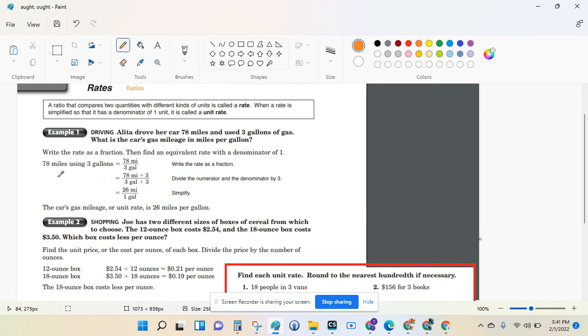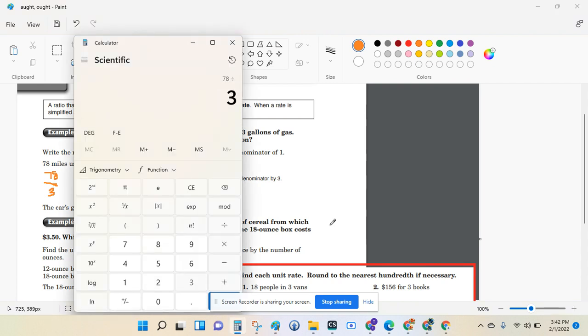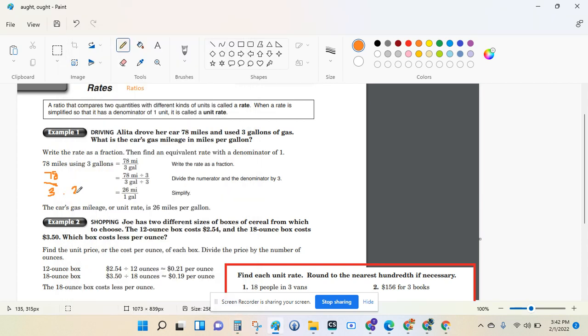Okay, so let's get to this. So here we say 78 miles. We're going to make this into a fraction, 78 over 3, because we have how many miles over how many gallons of gas were used. Then if we take our calculator and say 78 divided by 3, that gives us 26. So her car gets 26 miles to a gallon.